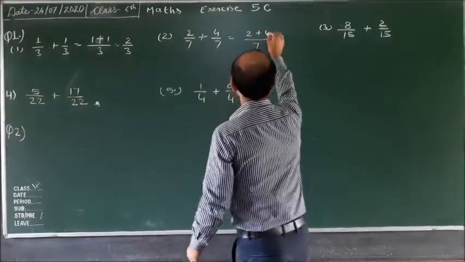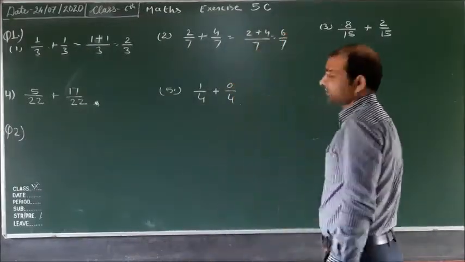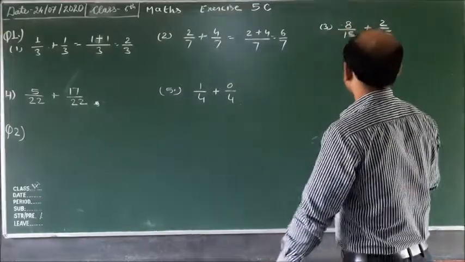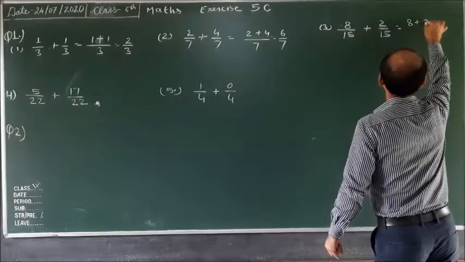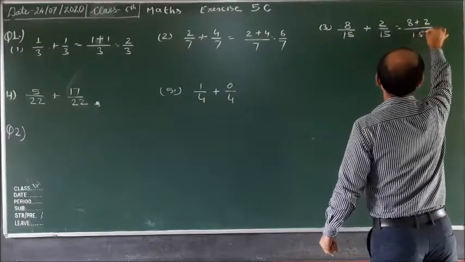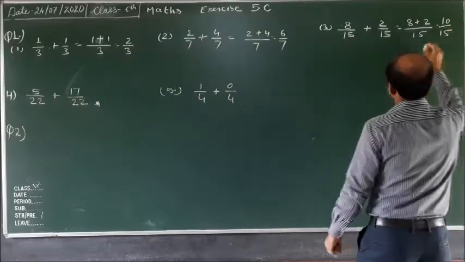Now here, children, 4 plus 2 equals 6/7. This is already in the lowest term. Okay. Now 8 plus 2 over 15 equals 8 plus 2 equals 10/15.